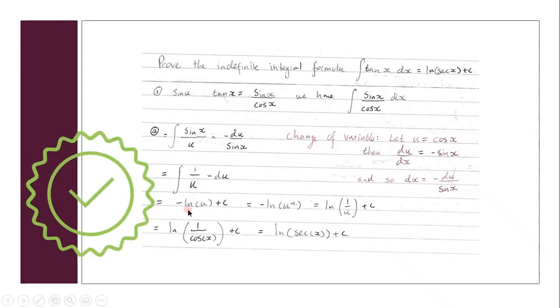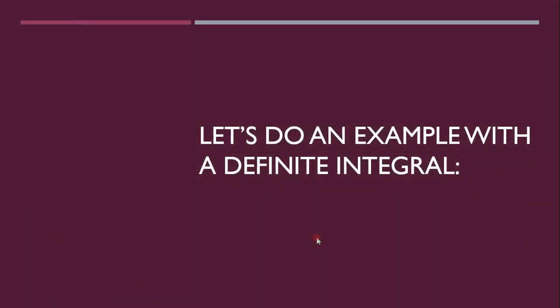So integrating this will give you minus ln of u plus c. Do not forget that plus c, and we carry that minus over to give ln 1 on u. And then you replace u with your original change of variable as cos x, and 1 over cos x is just sec x. So let's do an example with a definite integral. It's a little bit different.